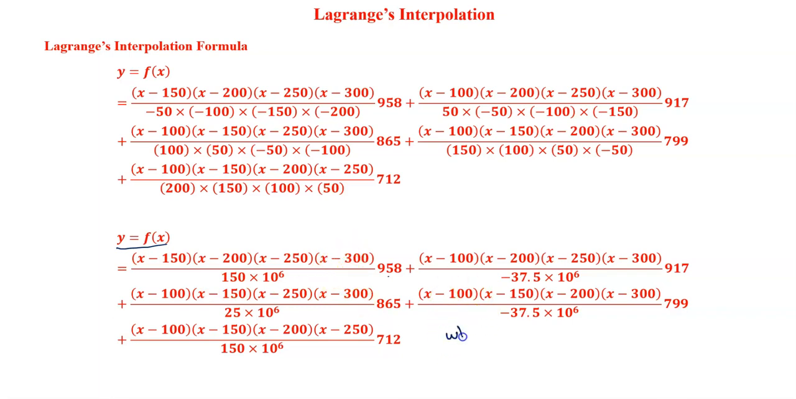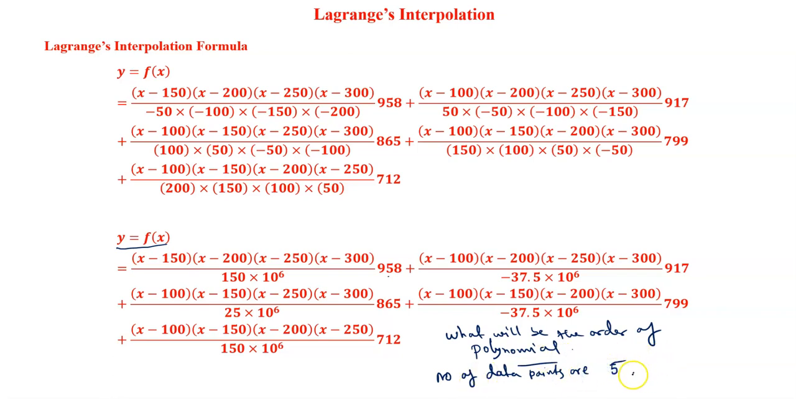Now what will be the order of the polynomial? You can see here how many data points there are. The number of data points is 5, right? So the order of the polynomial will be 5 minus 1. If the number of data points is n, the order will be n minus 1. So if 5 data points are given, the order will be 5 minus 1, which is 4. That you have to remember, because sometimes the question asks what the order of the polynomial is. The order of the polynomial is the number of data points minus 1, so that is 4 here.